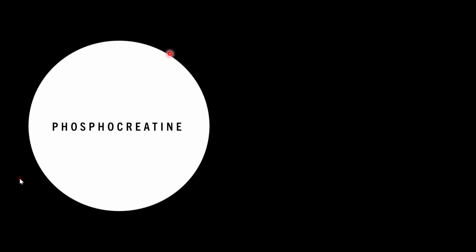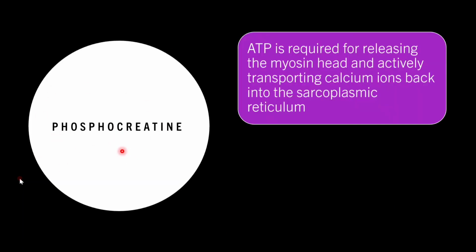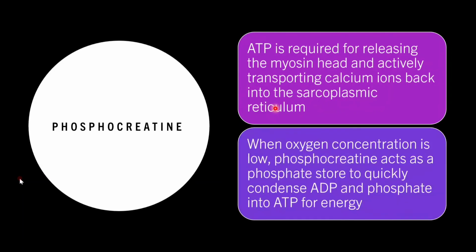And one last important note is phosphocreatine. So ATP is required for releasing the myosin head, as we saw, because it's strongly bound in this new angle. And ATP is also required to actively transport calcium ions back into the sarcoplasm, our sarcoplasmic reticulum, to stop muscle contraction. But how do we get all of this ATP that we require?